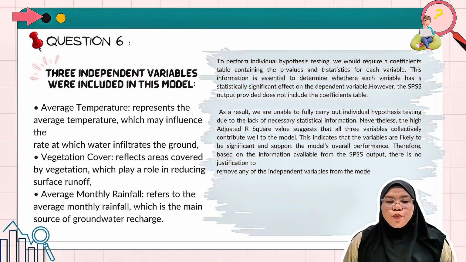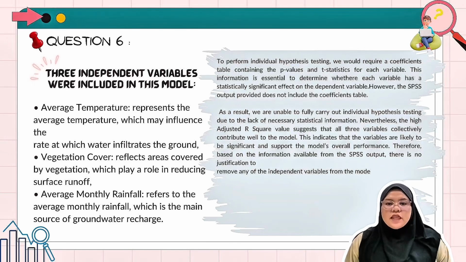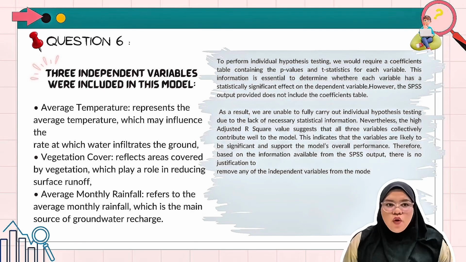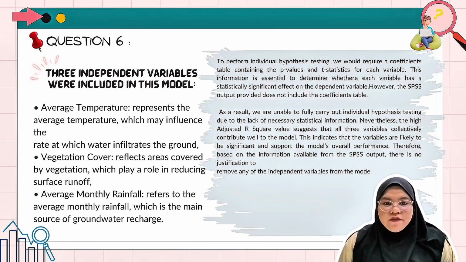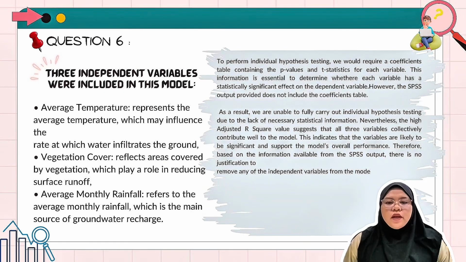From the SPSS output provided, the R square value obtained is 0.971, while the adjusted R square is 0.966. This indicates that 97.1% of the variation in groundwater recharge rate can be explained by these three independent variables. The adjusted R square being very close to the R square suggests that the model does not suffer from overfitting and remains stable even after accounting for the number of predictors used. This demonstrates that the model is statistically very strong.